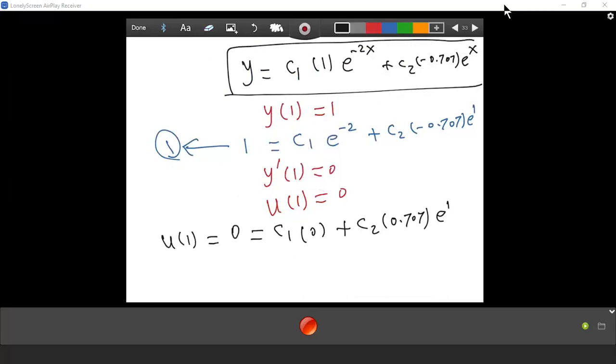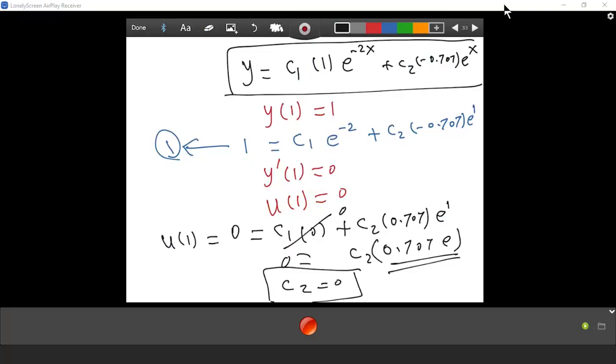So now I know from this one, this is 0. So C2 times 0.707 E equal to 0. Never this one be 0. So C2 equal to what? 0. Once I have C2 equal to 0, I substitute in number 1, right? C2 equal to 0, this one will be 0. So C1 will equal to what? So C1 equal to 1 over E squared, right?